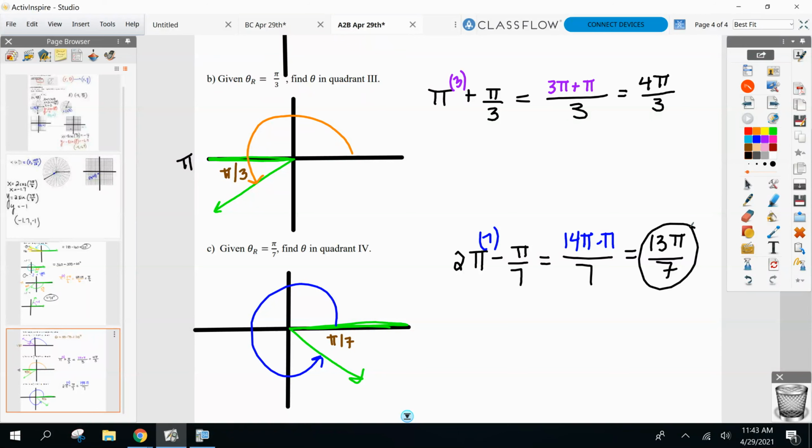Isn't there an acronym? You're thinking all students take classes? Oh, yeah. That's where sine, cosine, tangent. Nothing, never mind. Don't get your classmates confused, Anna. Nothing to do with this.